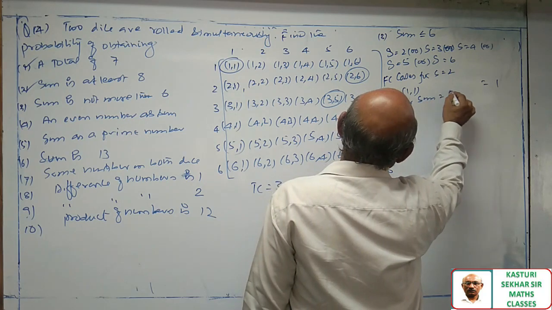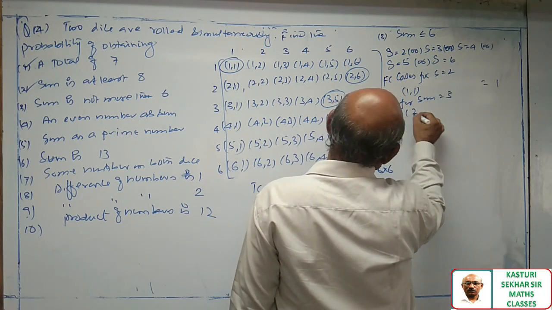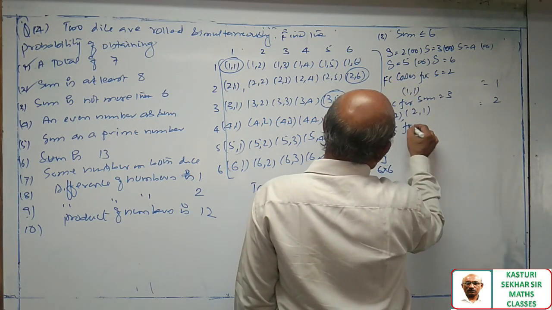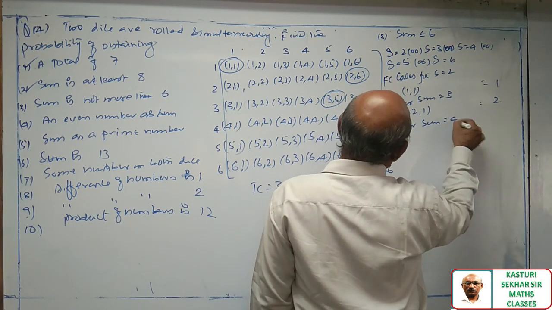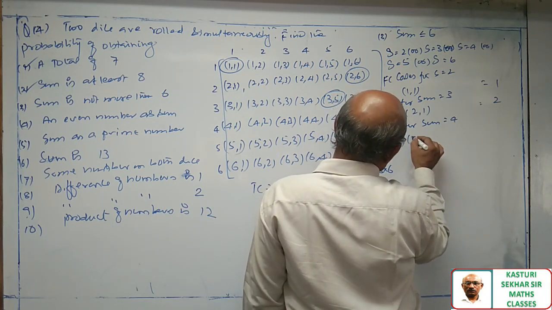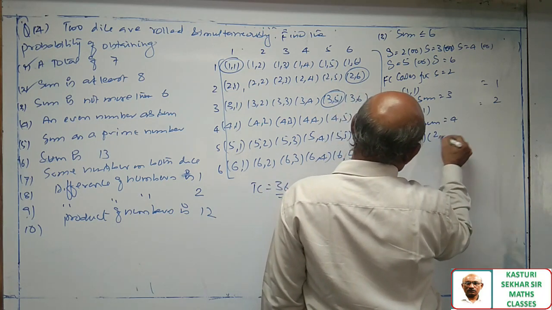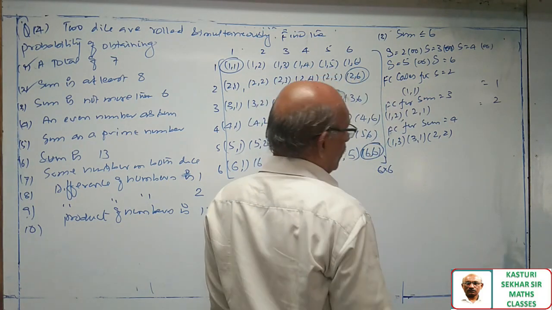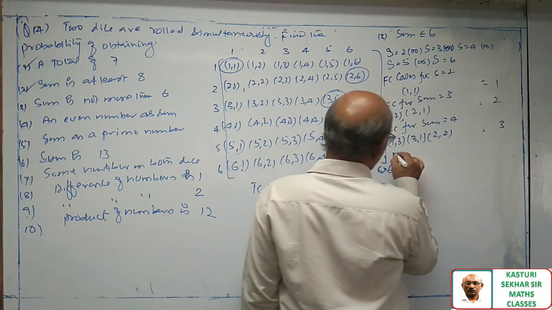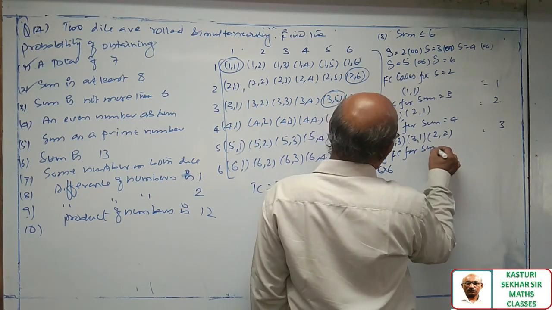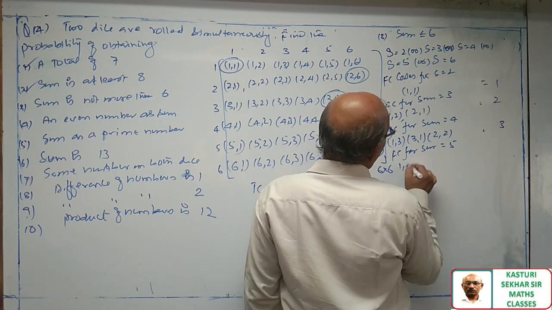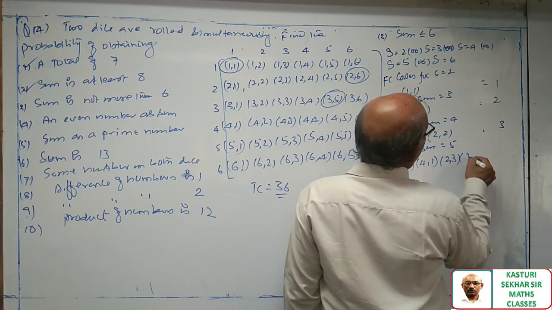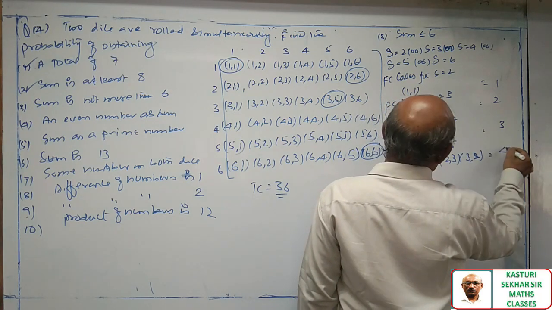Favorable cases for sum is equal to 3. 1, 2, 2, 1. 2 cases are there. Favorable cases for sum is equal to 4. 1, 3, 3, 1, 2, 2. 3 cases. Favorable cases for sum is equal to 5. 1, 4, 4, 1, 2, 3, 3, 2. 4 cases.